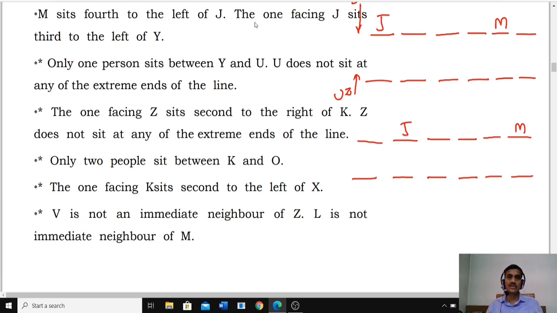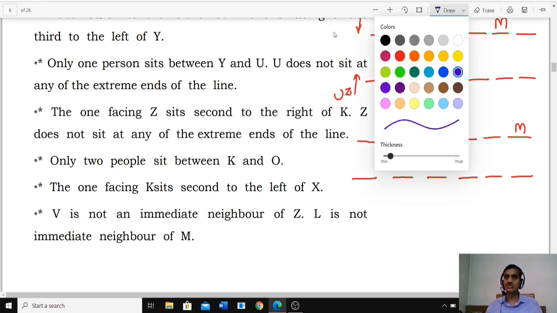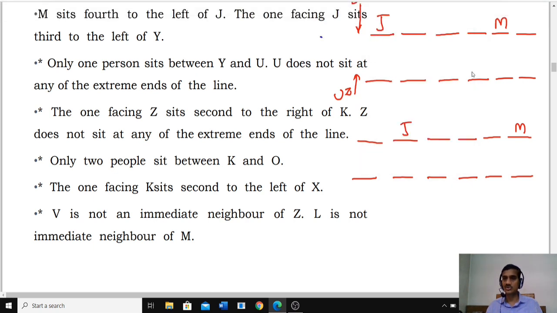Next one. The one facing J sits third to the left of Y. Whoever is opposite to J, that person is third to the left of Y. So with J's opposite being third to the left of Y, Y must be here. 1, 2, 3. The one who is opposite to J is third to the left of Y.